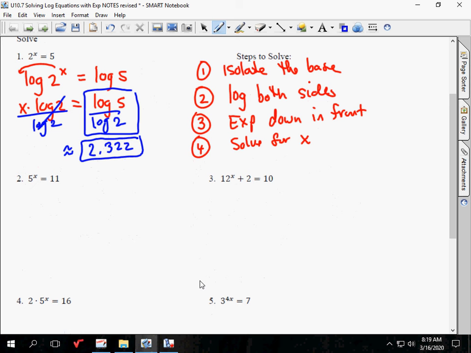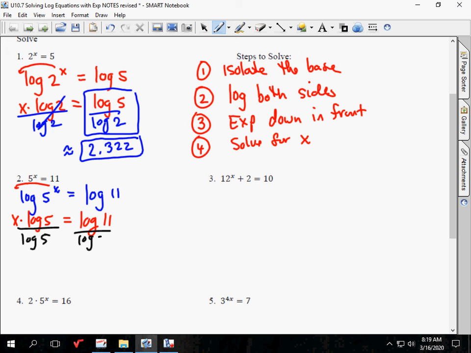So we have a base 5 and a base 11. You're never going to get these to be the same, so we have to log both sides. So log 5 to the x equals log 11. We're going to bring the exponent down in front, so x times log 5 equals log 11. And now we're going to divide both sides by log 5. So here's the exact answer. Again, this is exact. And then let's go ahead and put in our calculator and we'll find the decimal. So log 11 divided by log 5.